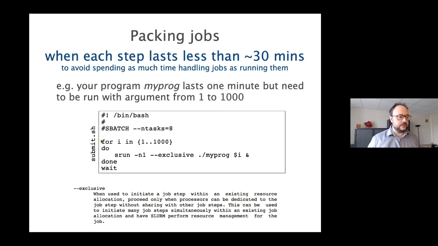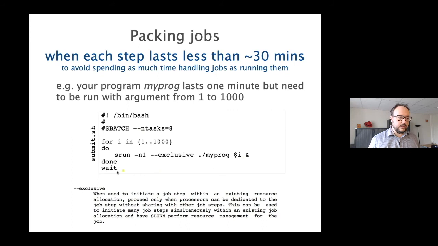You submit a single job with 8 tasks, for instance, and then you run as many sruns, and so as many steps, as you need. You put them in the background with the bash construct ampersand. If you don't remember how it works, you can go back to the Linux session.